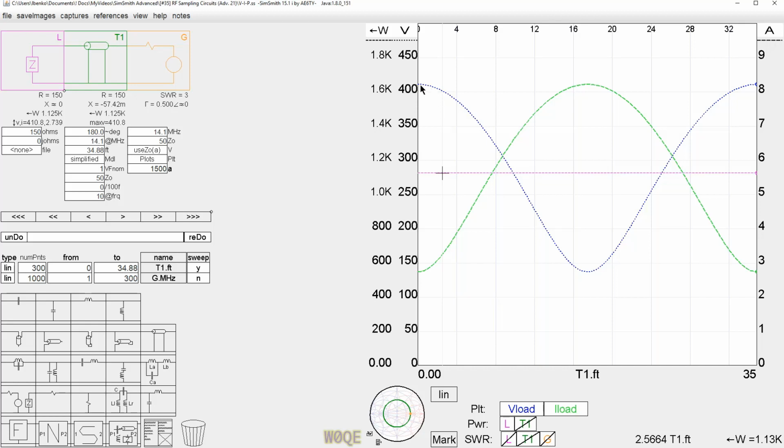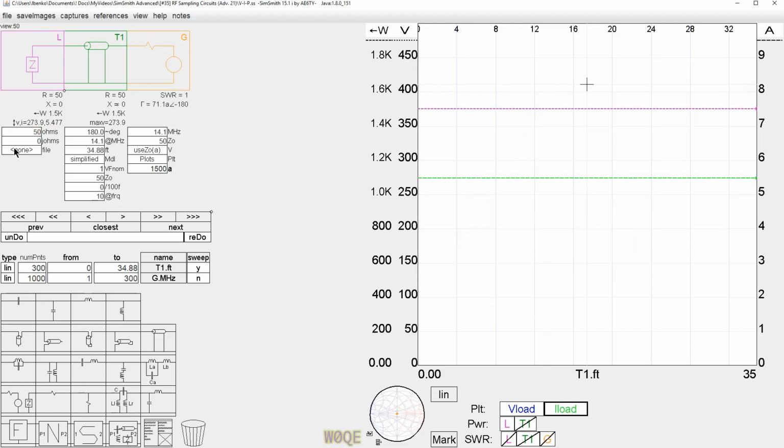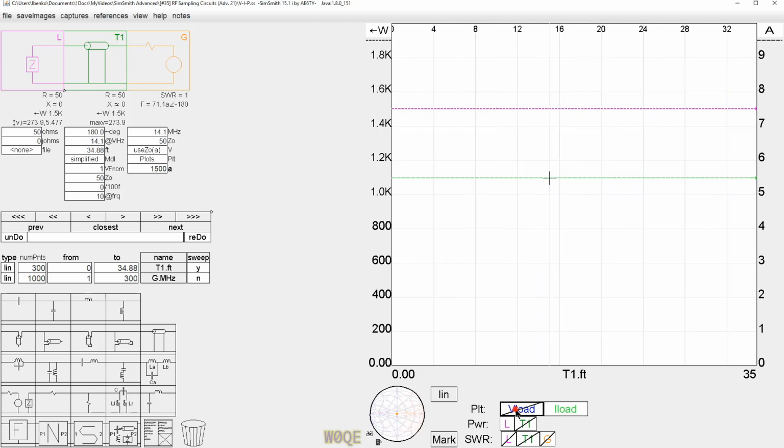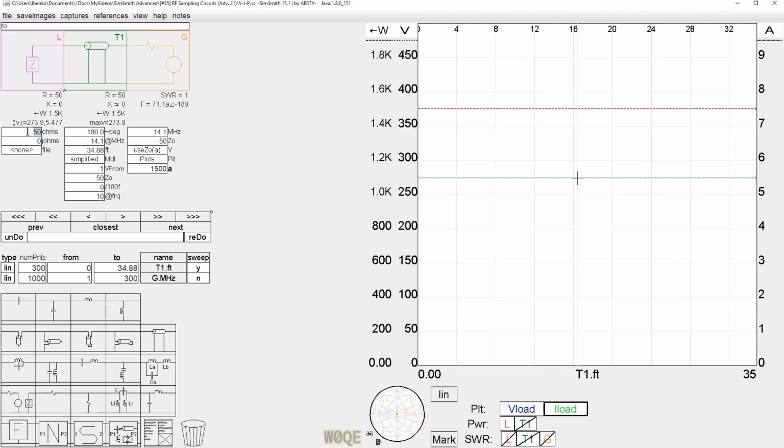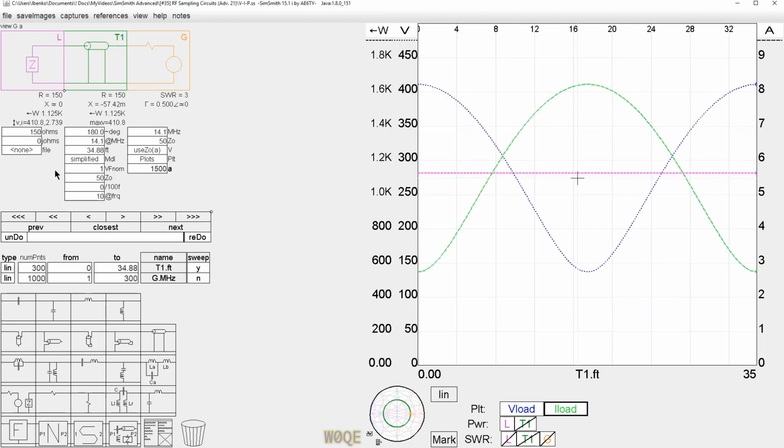We see a maximum voltage here of 411 volts, and we see a maximum current of 8.2 amps. Both of those are considerably higher than what we would see at 50 ohms. At 50 ohms, we see 273 volts, lined up on top of each other, and 5.47 amps. So again, we're trying to look for maximums here for the circuit we want to build. So this is one possible maximum.